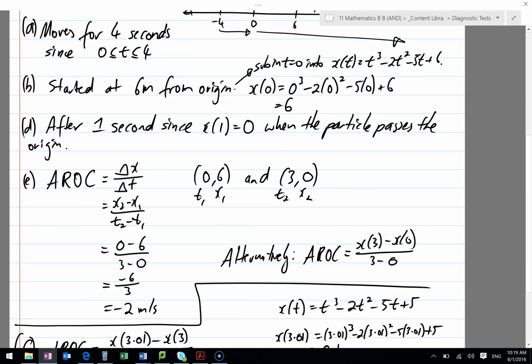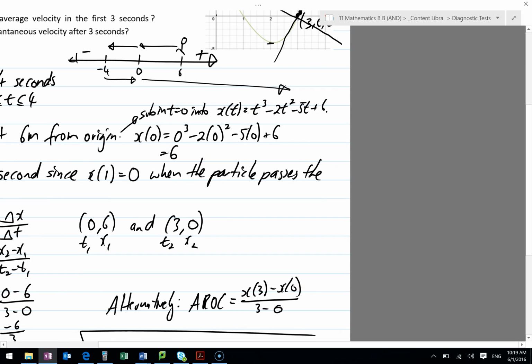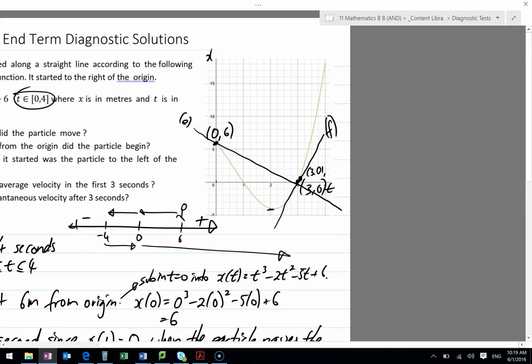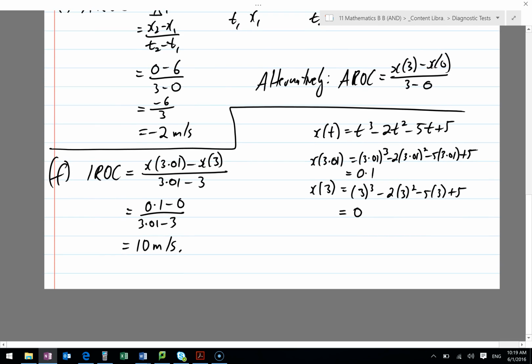So remember for part F, what we're doing is we hit that point at 3.0 and we're putting another point really close to it, which is 3.01 and something else, 0.1. The way we're finding the slope of this tangent is those 2 points really close together, which will get pretty close. That's it, done.